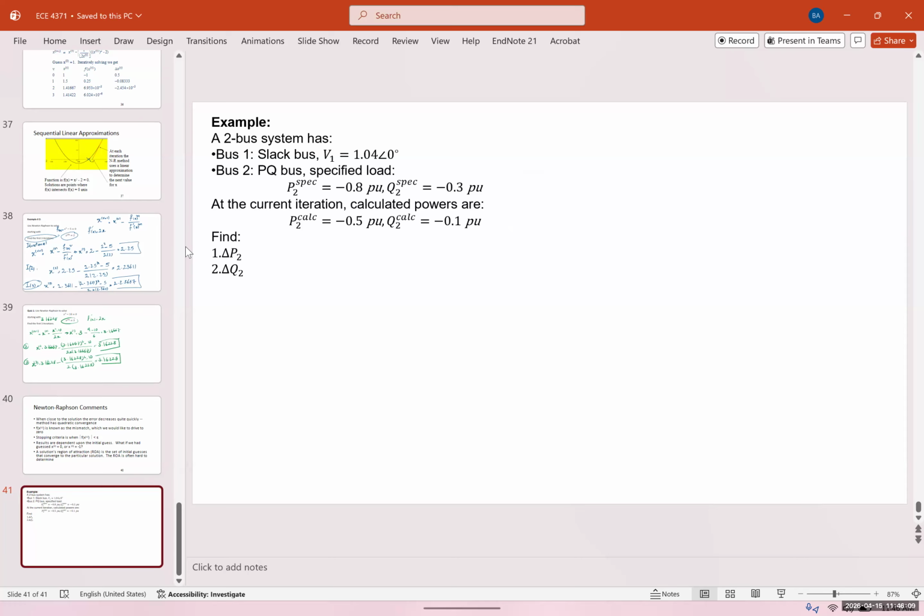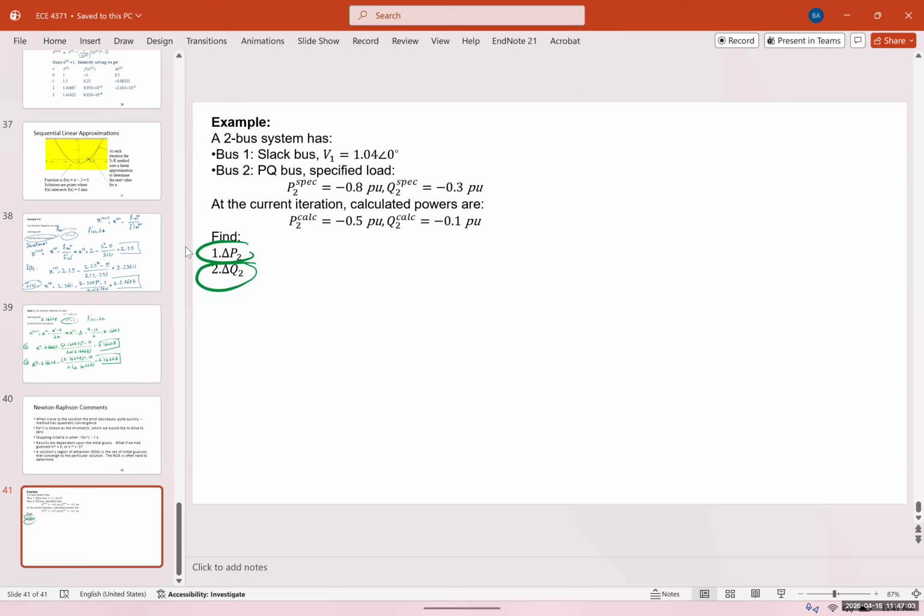A two-bus system has bus one as a slack bus with V1 equal to 1.04 at an angle of 0 degrees, and bus 2 is a PQ bus. The specified load is P2 equal to negative 0.8 per unit, and Q2 equal to negative 0.3 per unit. At the current iteration, the calculated powers are P2 calculated equal to negative 0.5 per unit, and Q2 calculated equal to negative 0.1 per unit. We want to find delta P2 and delta Q2.